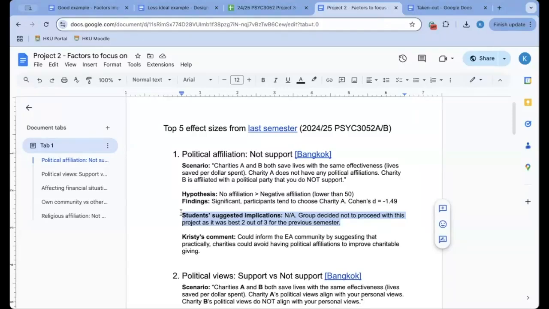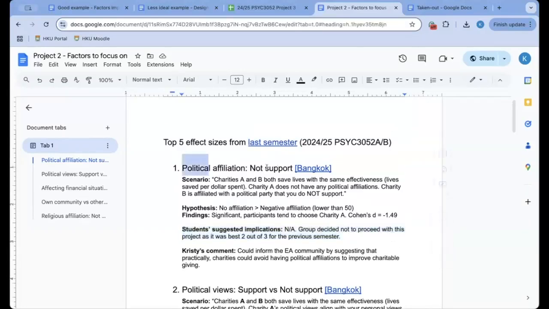From my perspective, I think this factor is actually quite helpful because it could potentially be quite practical in terms of having charities avoid having political affiliations or stating their political affiliations in their introduction or about us, which could potentially improve charitable giving.